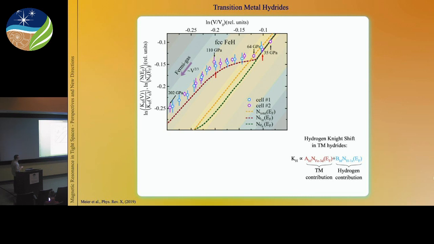We are actually also not very sure about that, but this is also something we see in other hydride phases.